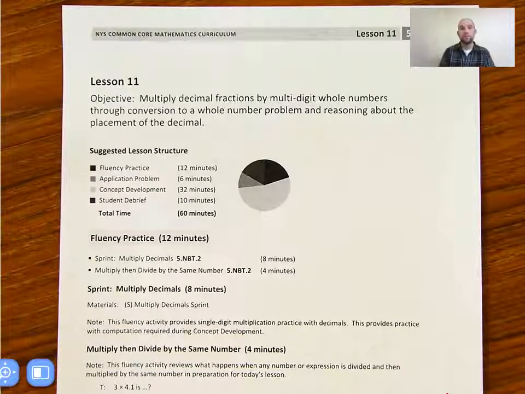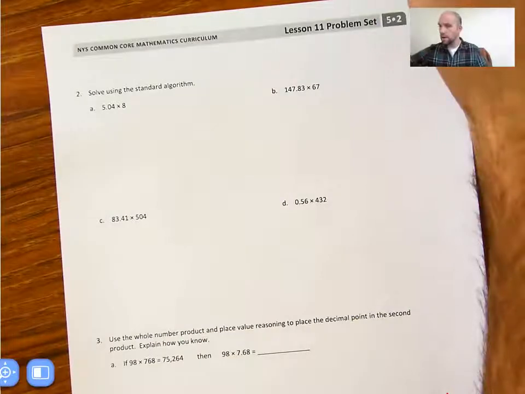Today we're going to multiply decimal fractions by multi-digit whole numbers through conversion to a whole number problem and reasoning about the placement of the decimal. So we're going to focus a little bit more on moving our decimal to make our multiplication problems easier today, and then moving the decimal back to get our product in standard form. So look at our first problem.